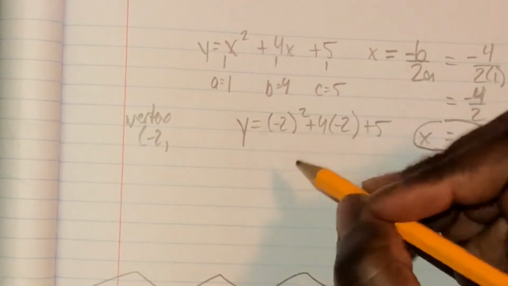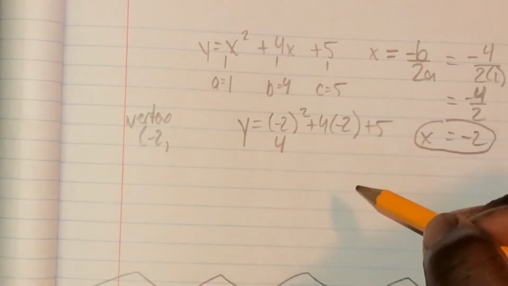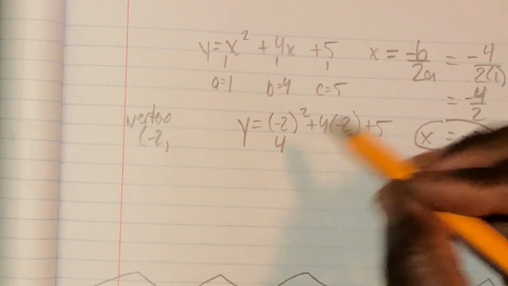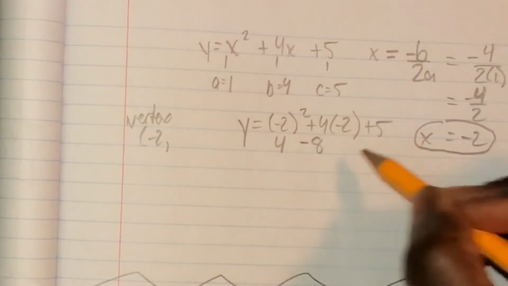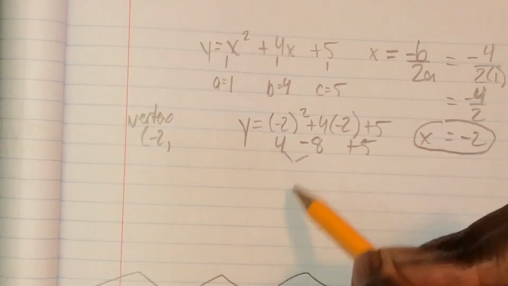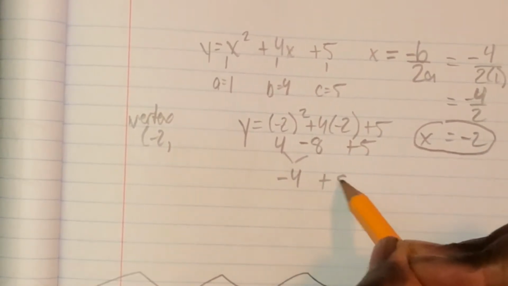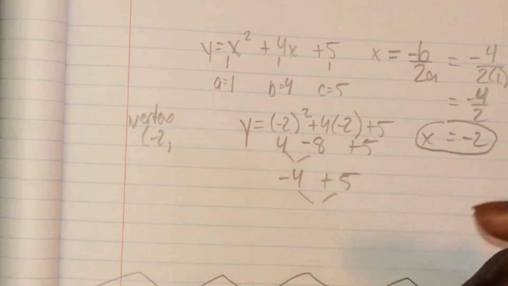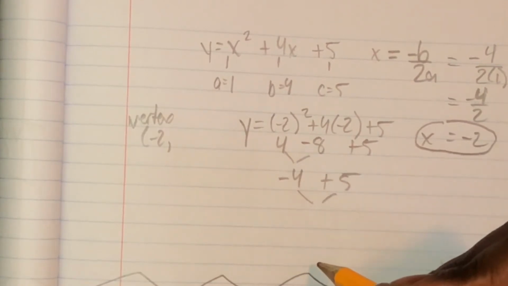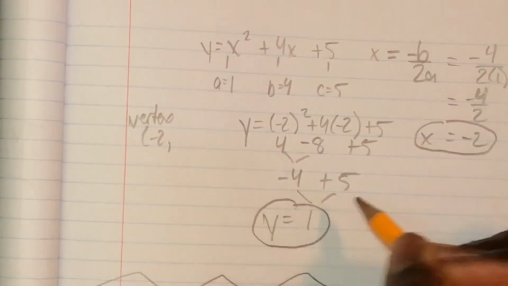negative 2 squared will get me a positive 4, because a negative times a negative is a positive. We have 4 times negative 2. Good job, that's a negative 8. Plus 5. 4 minus 8. Good job, that's a negative 4. Plus 5. And negative 4 plus 5 will get me, good job, that's 1. Y is equal to 1. Boom.